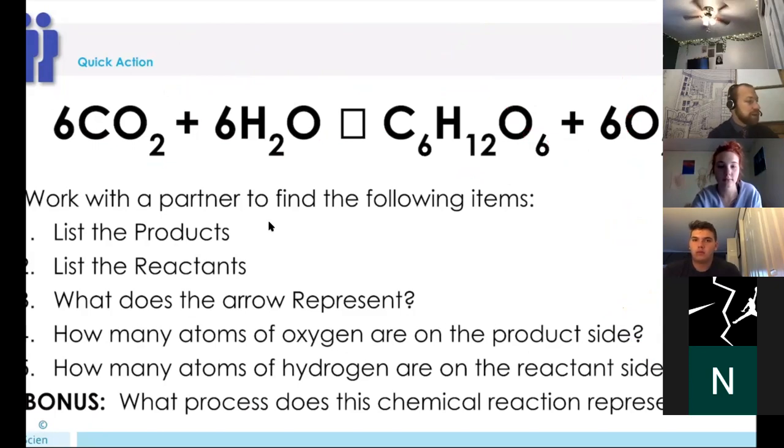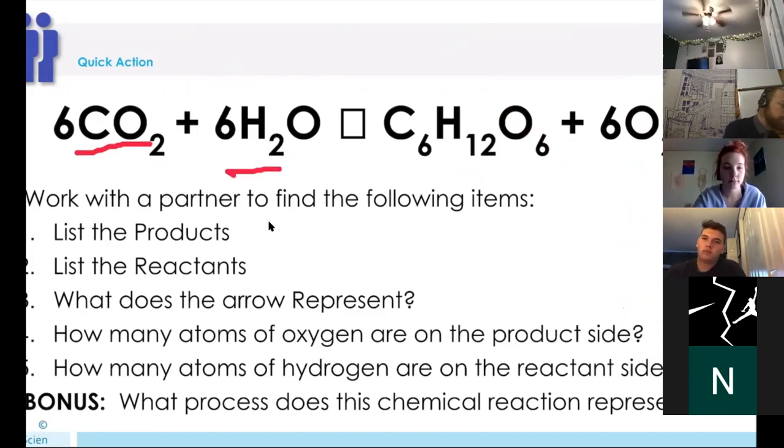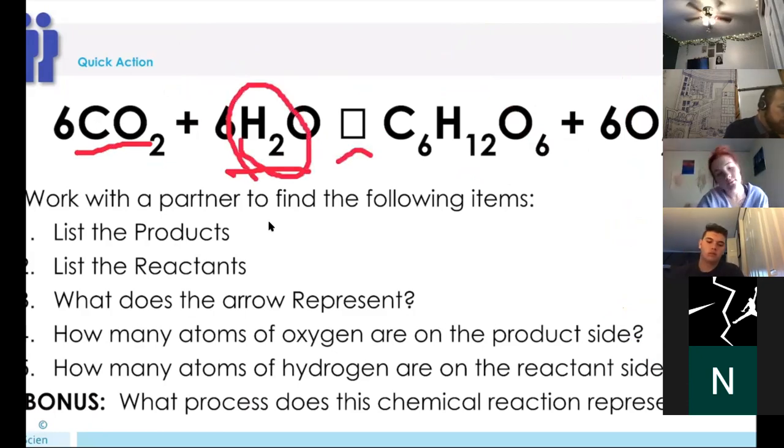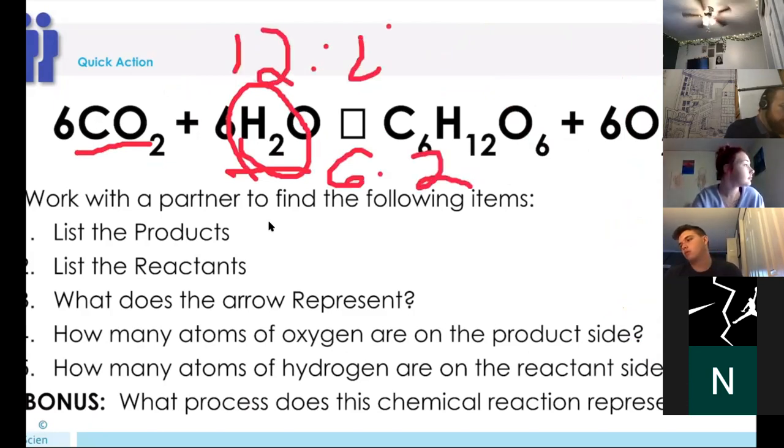All right, let's try hydrogen. How many atoms of hydrogen are on the reactant side? This is, I think, a little bit easier because in our carbon dioxide, we have none. So any hydrogens that we have in this reaction come from our water. Each water, as we know, has 2 hydrogens. We have 6 water, 6 times 2. We're going to have 12 hydrogens.